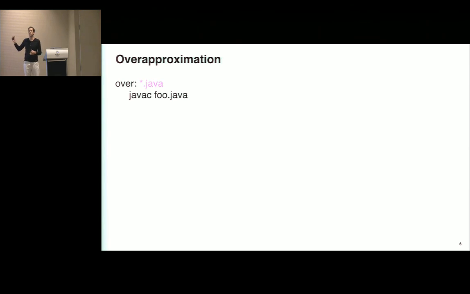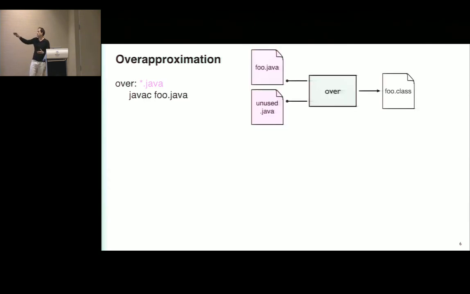So what people often do is over-approximation. You would say, well, my build target depends on all the Java files, and then I compile some of them. What's the problem with that? Let's take a look here. We have this over-builder. It depends on foo.java and unused.java, and generates a foo.class file. Now, if the unused Java file changes, we're going to re-execute that builder. But that's not optimal. We rebuild more than is necessary.